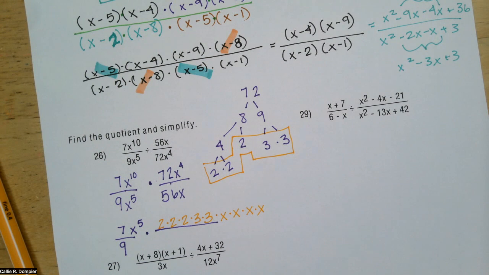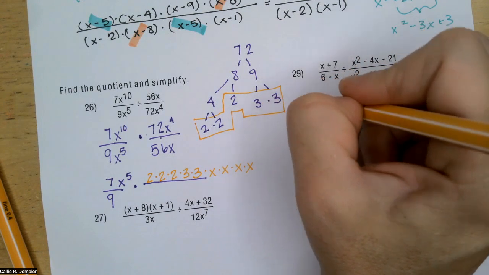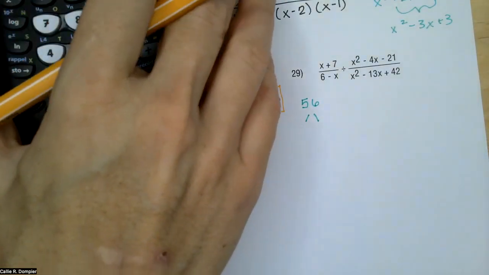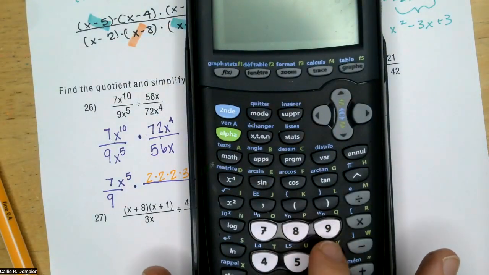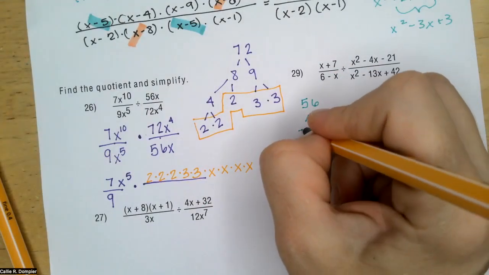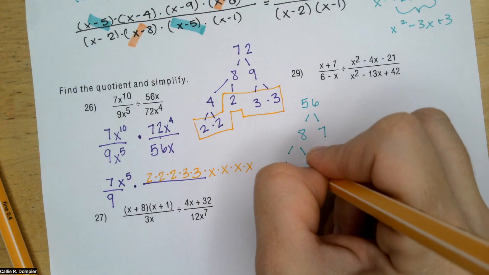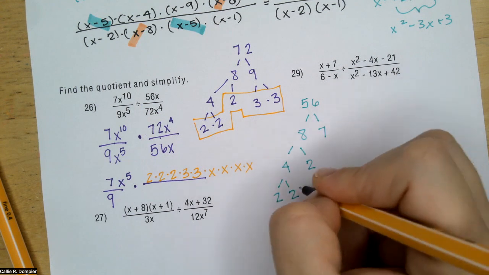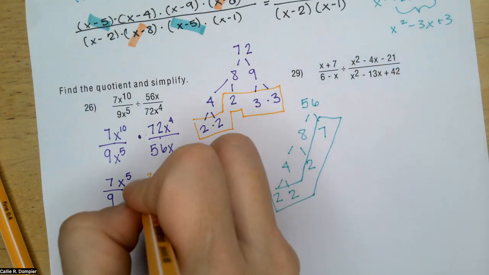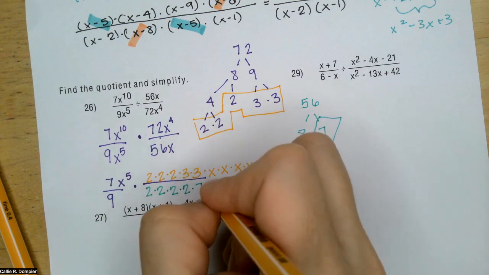Right? And then 56. 56 is 8 times 7. 7 is prime. 8 is 4 times 2, as we know. And then 4 is 2 times 2. So the prime factorization of 56 is 7 times 2 times 2 times 2. And then we had 1x.